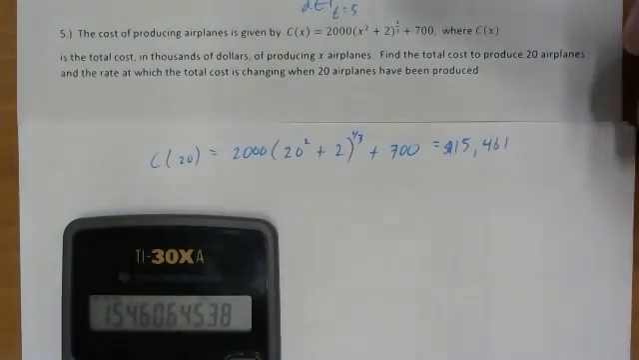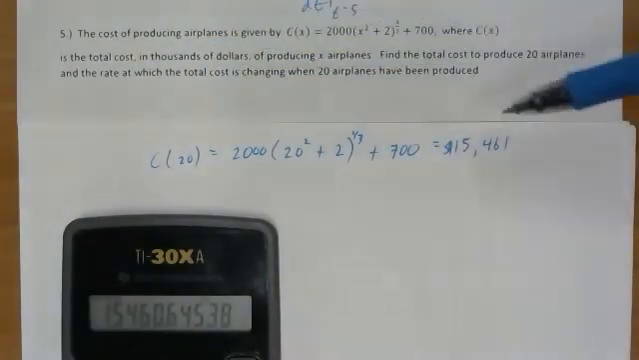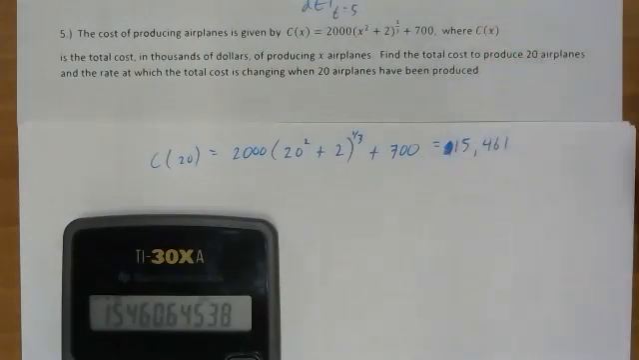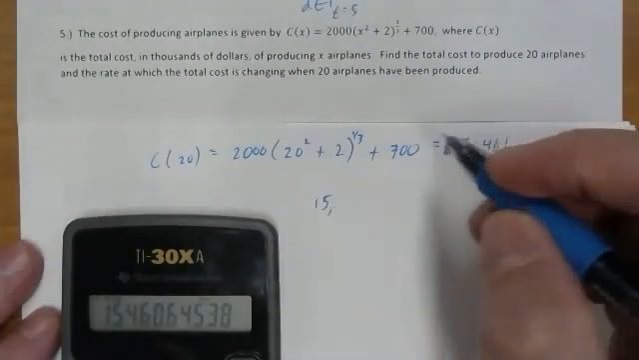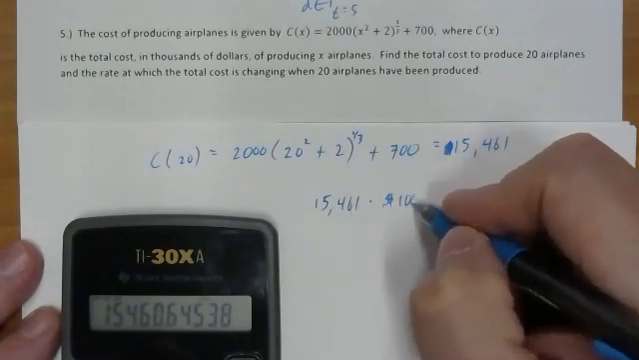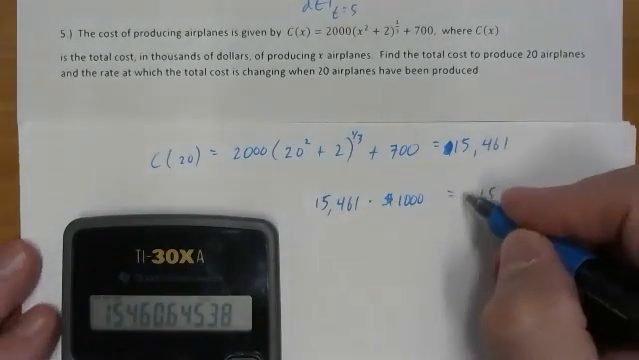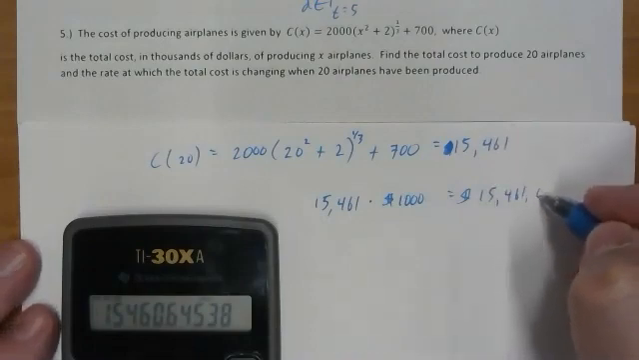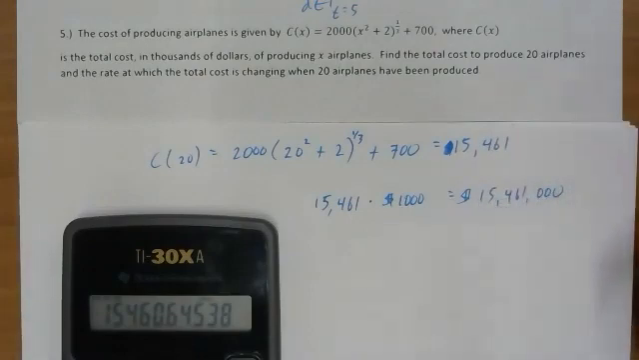But you notice here, the total cost in thousands of dollars. So that means this actually isn't dollars. This is a number, but to get the actual cost, I then have to multiply by $1,000. And then you get the actual 15,461,000.